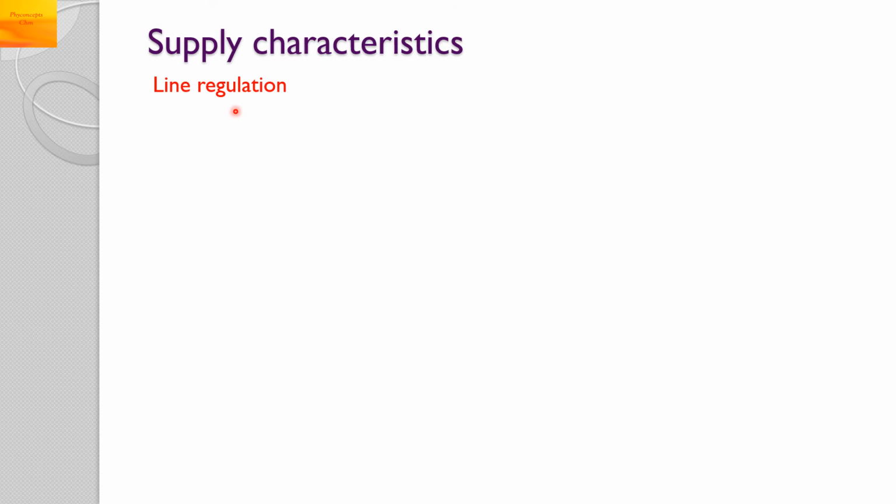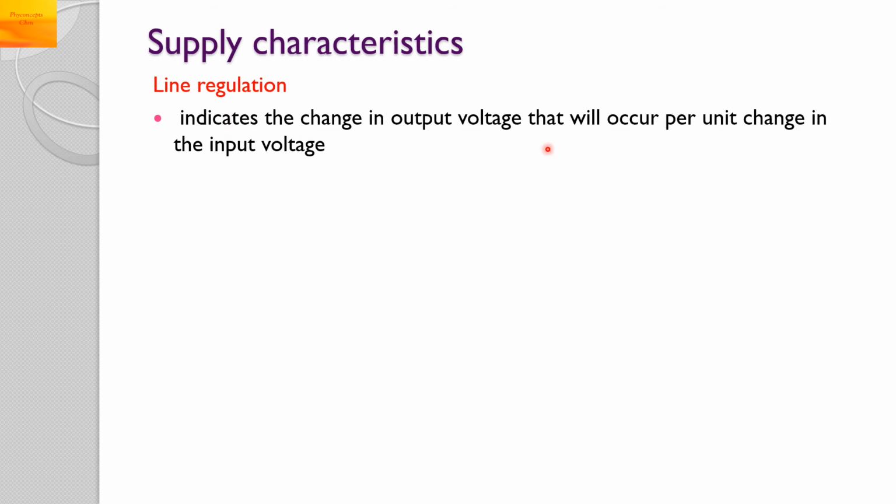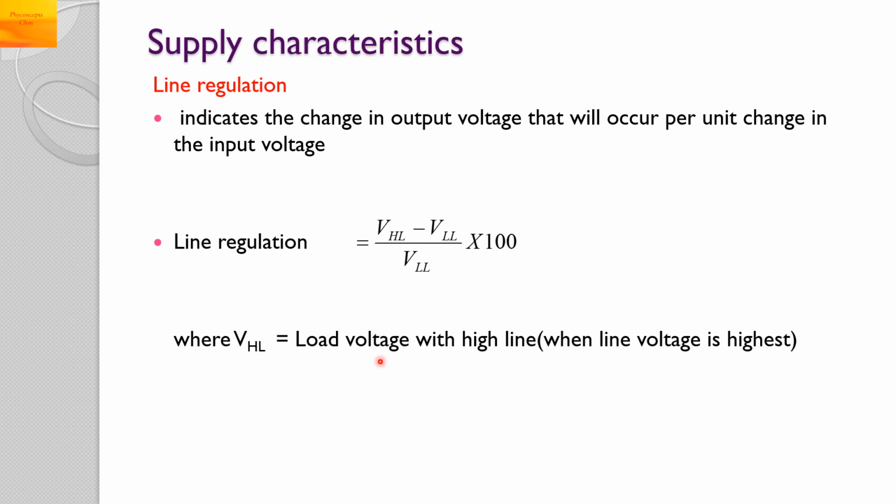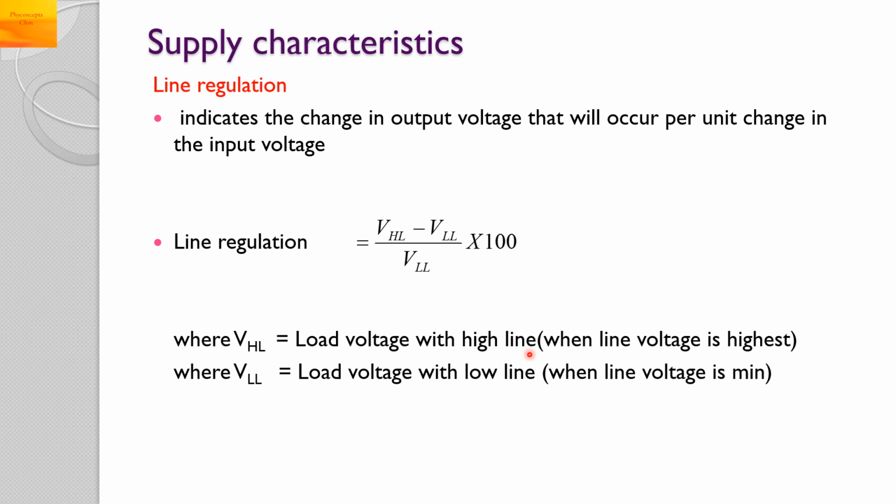Second is line regulation. It indicates the change in the output voltage that will occur per unit change in the input voltage. Line regulation is given as (VHL minus VLL) upon VLL into 100, where VHL is the load voltage with high line voltage. VLL is the load voltage with low line voltage. Smaller the line regulation, better is the power supply.